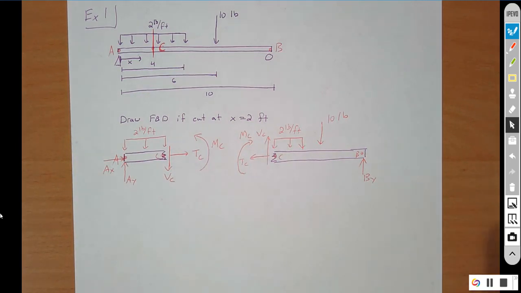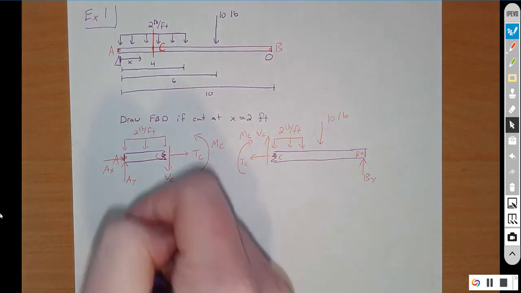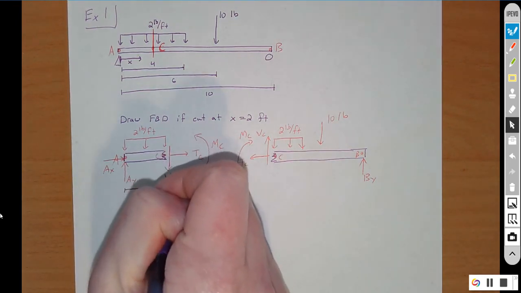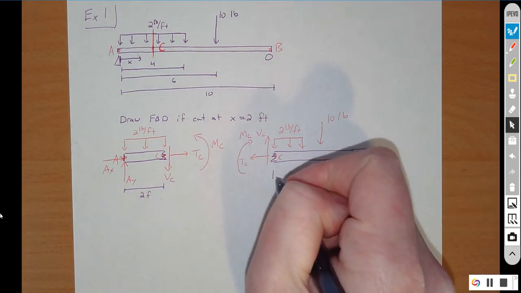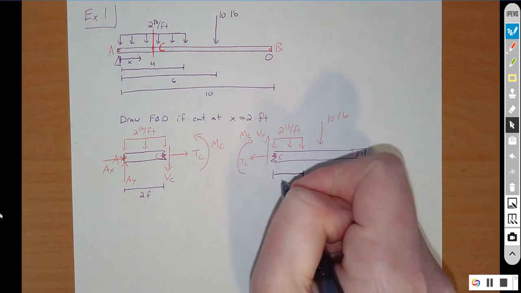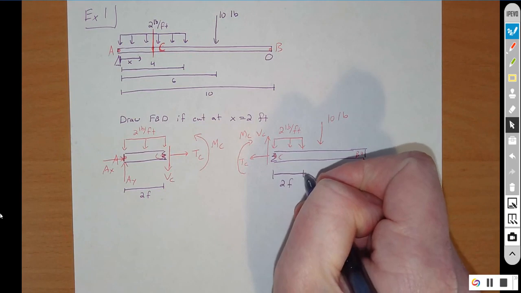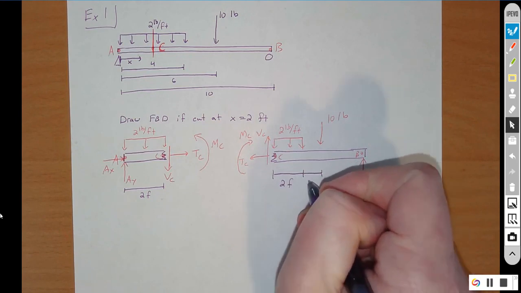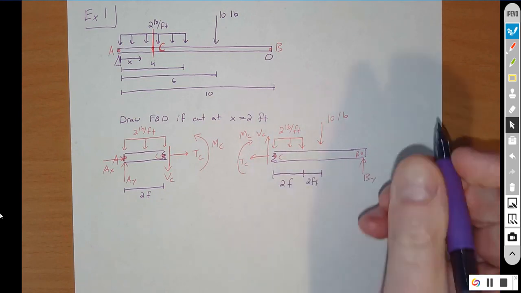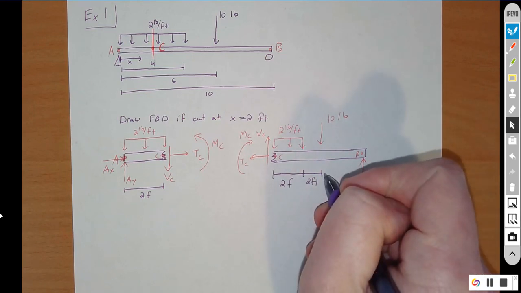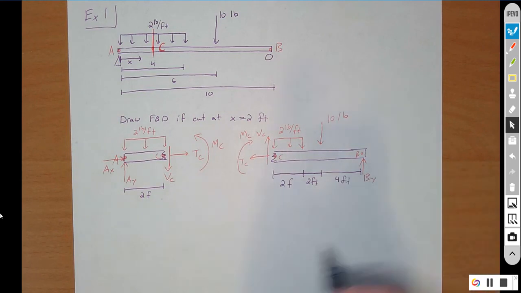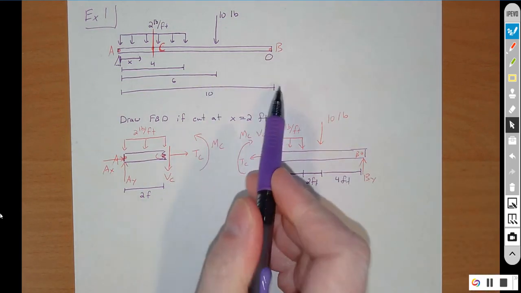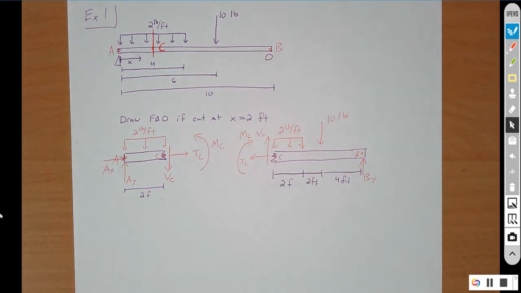And then the last thing I need to do here is add in dimensions, so I know how large everything is. So this is 2 feet. This is 2 feet. And then from here is another 2 feet. Again, like I said, the dimensions are a little bit off. I'm sorry about that. And then from here to B, it looks to be 4 feet, because this was originally 6 feet over to 10 feet. So that would be your free body diagram.